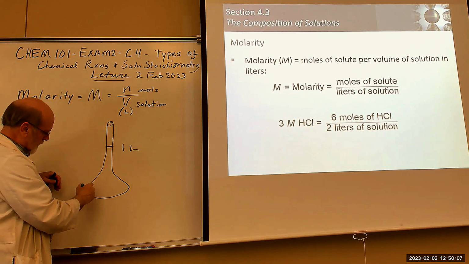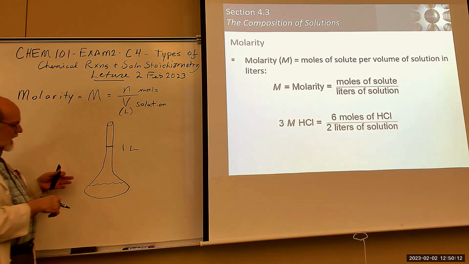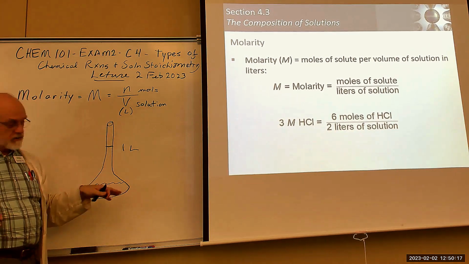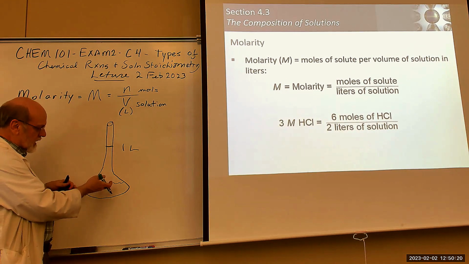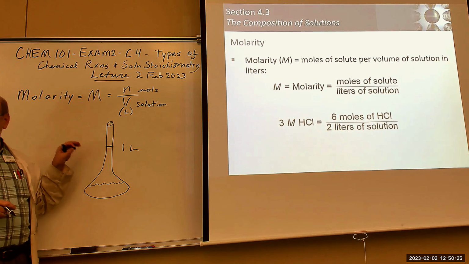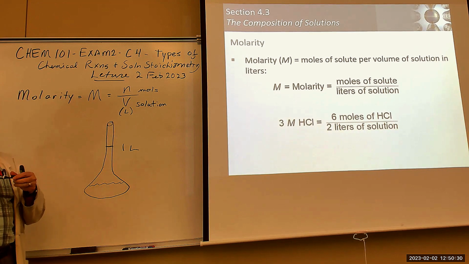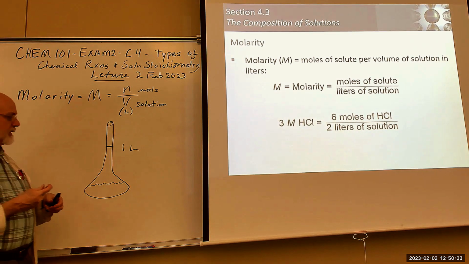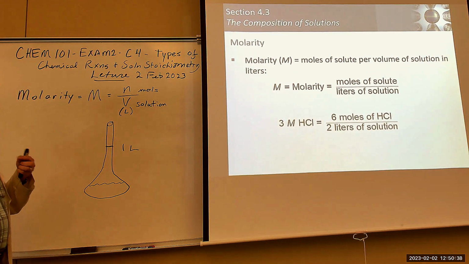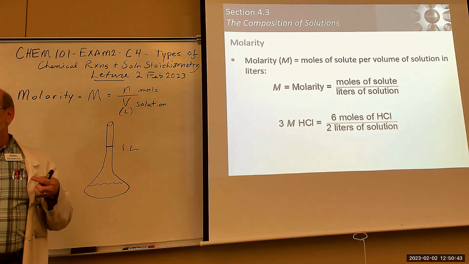Well, you put a little bit of water in it. Well, we're assuming water is the solvent in this case. And then you add your solid or liquid or whatever you're going to put in there and get it in solution. And then you bring it up to the mark. Now you know that you have 1 liter of solution and not just 1 liter of solvent. So in this case, 6 moles of hydrogen chloride dissolved in 2 liters of solution is 3 molar.